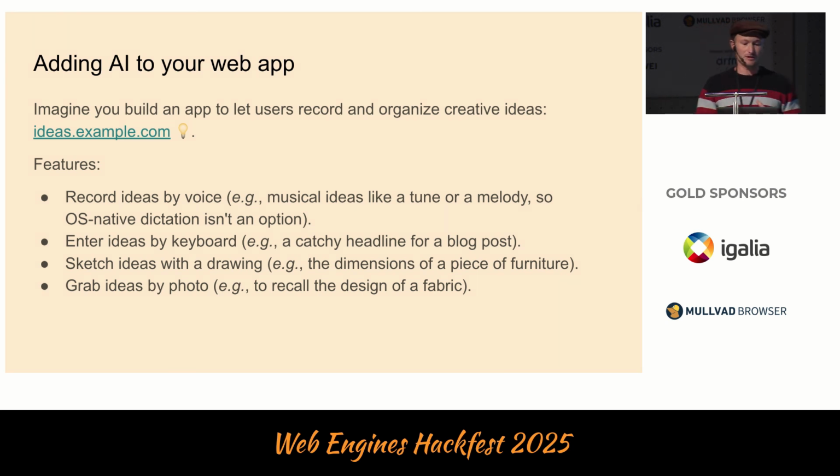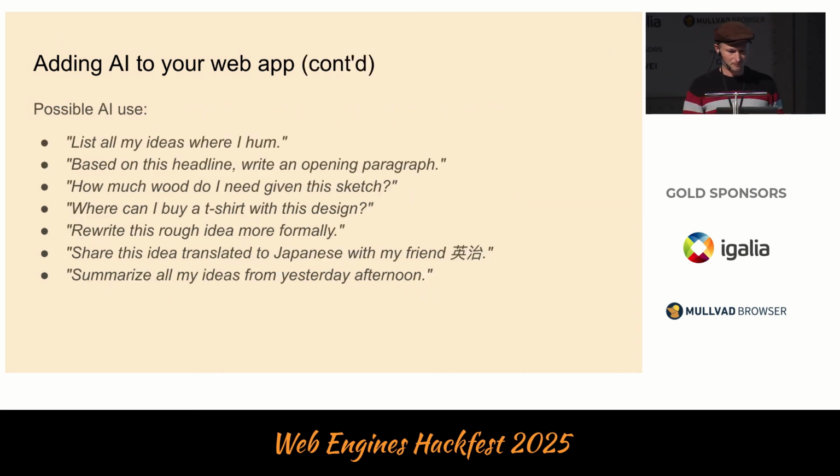You can, of course, also enter ideas by keyboard. So if you walk around and you have this idea for an amazing blog post or a catchy headline or something, you can just type it in. Ideas can be visual as well. So let's say you are planning your living room redesign, and you see this piece of furniture, and you draw a sketch, and I don't know, with the measures and dimensions of the piece of furniture. You want to grab ideas by photo, so you walk around and you see this amazing fabric design, you take a photo, and you just want to recall this design.